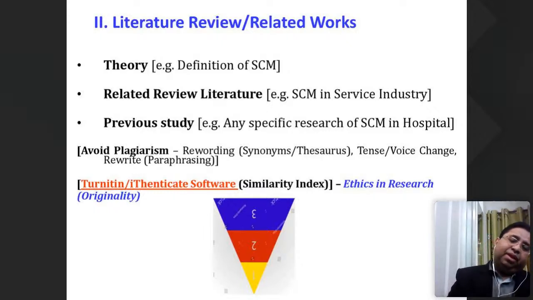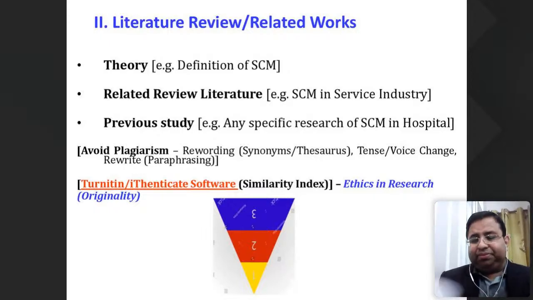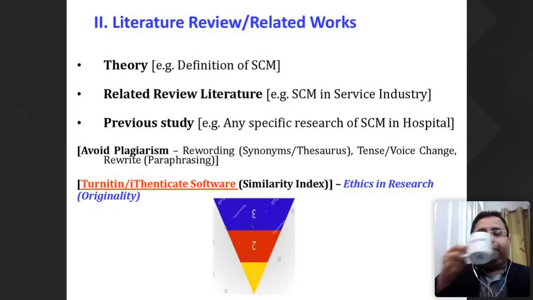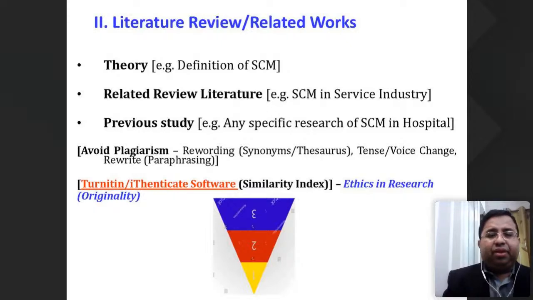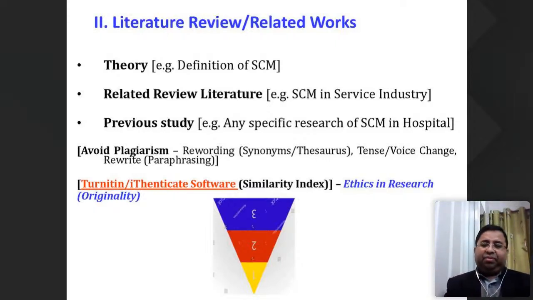So let us start. Say you would like to do research on supply chain management in the hospital. We call it hospital supply chain management. Now you would like to construct the literature review. How do you do that? First of all, the theory. You have to explore. You would like to do research on hospital supply chain management. Hospital is a service industry, and supply chain management is one area. So what is the meaning? You would like to apply supply chain management in the hospital, in the service industry.